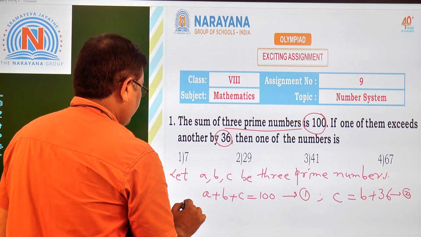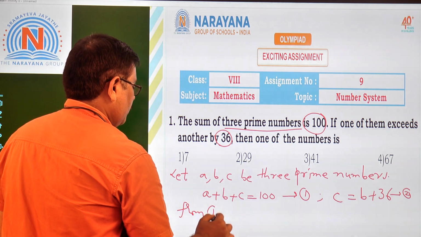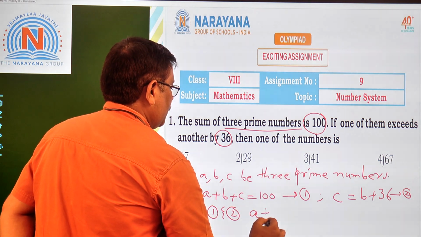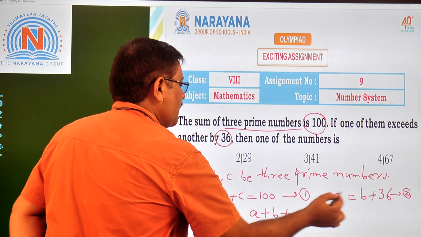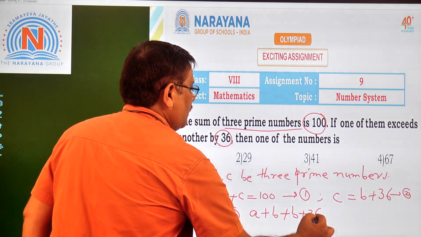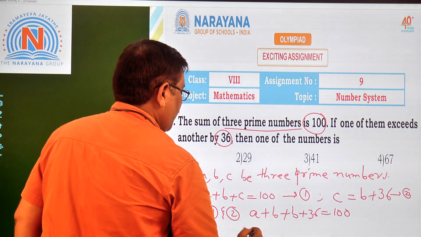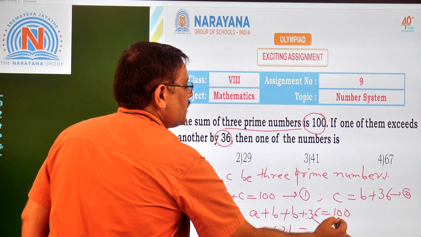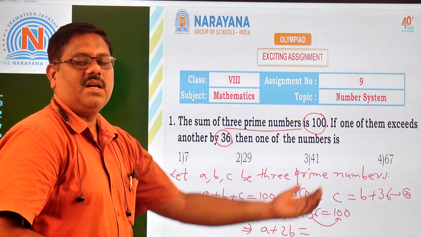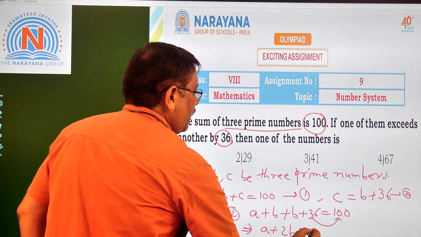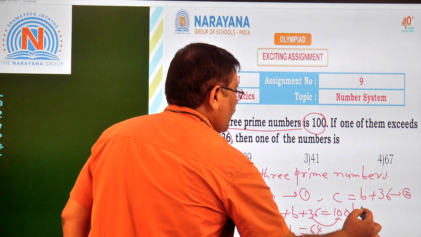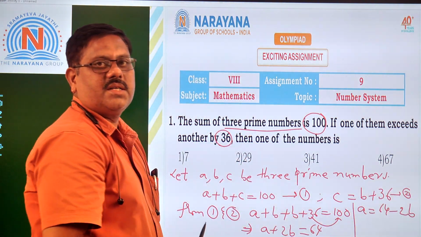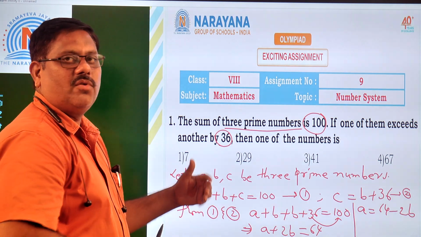From conditions 1 and 2, A plus B plus C, where C is B plus 36, is going to be 100. That implies A plus 2B is equal to 100 minus 36. If you transpose this 36 to the other side, it will be 100 minus 36, that is going to be 64. Now, A is equal to 64 minus 2 times B.